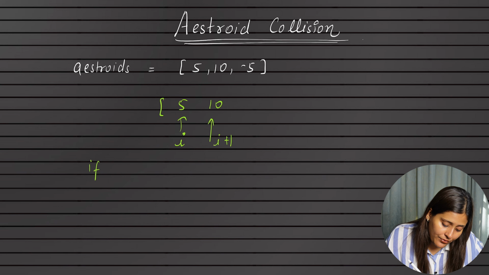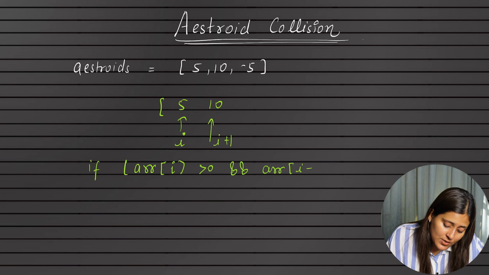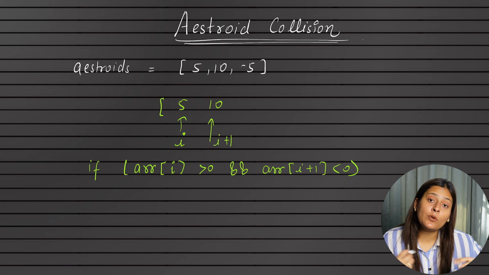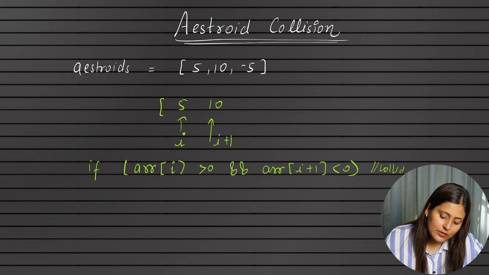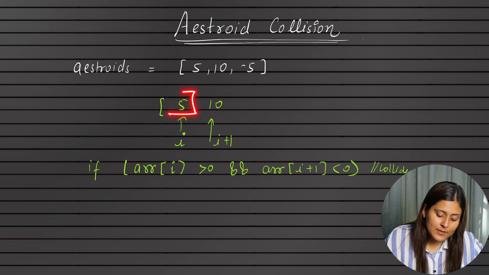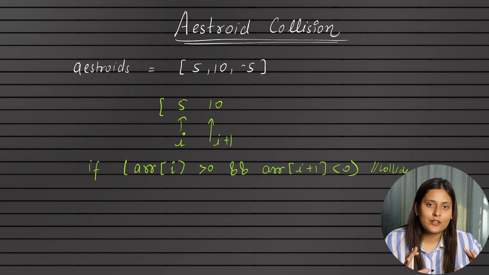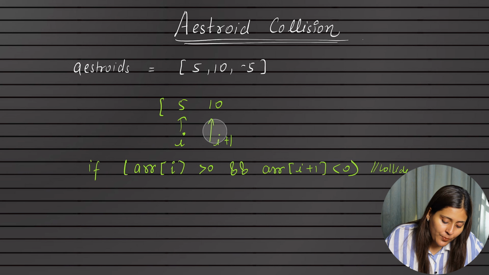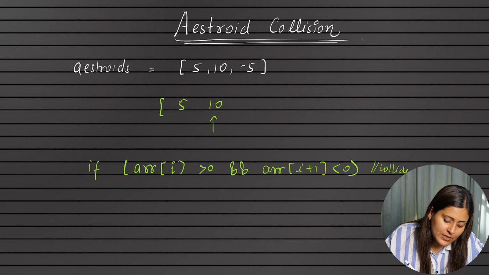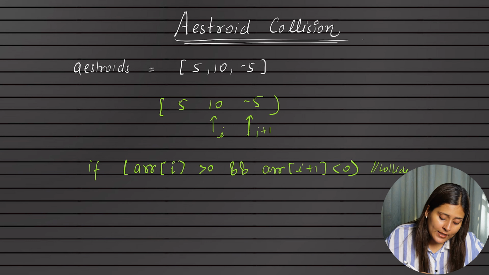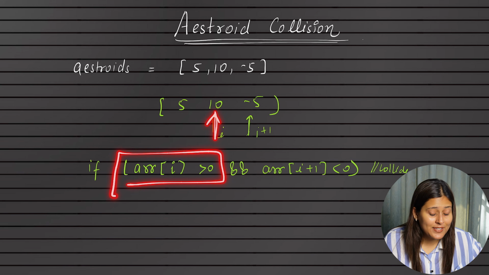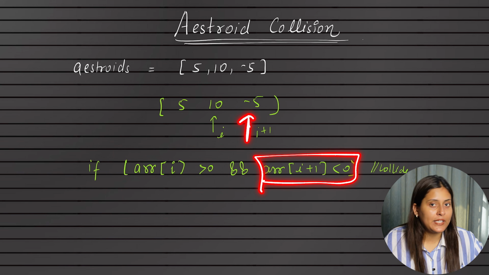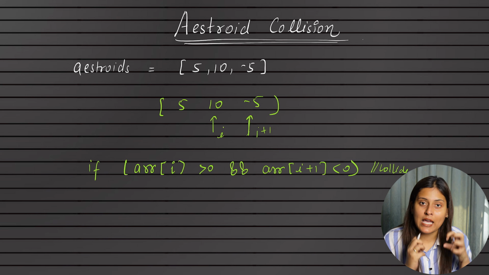The condition was, if asteroid, let's say array of I is positive and array of I plus 1 is negative, can I say then only it can collide? Yes, correct. But in this case it is positive, it is also positive, meaning no condition of collision. Now what I'll do next time, let's move our I to next, meaning 10. So definitely I plus 1 will become minus 5. Now again in the condition, is this array of I positive? Yes it is. Is this array of I plus 1 negative? Yes it is. So can I say collision will happen here?